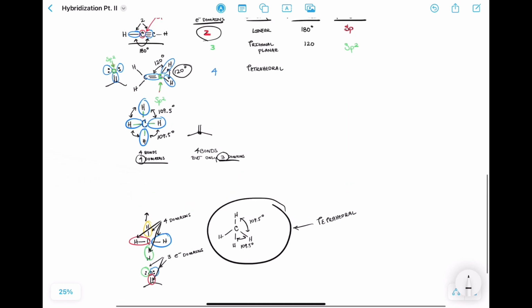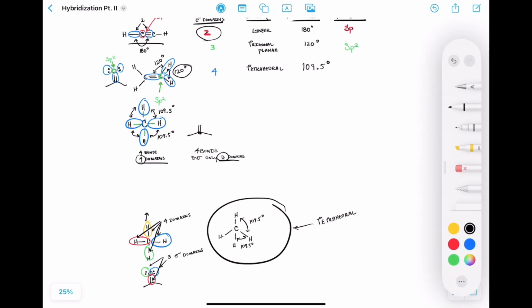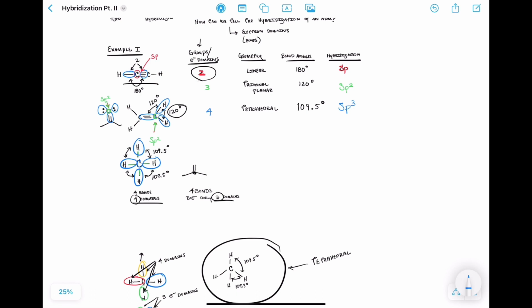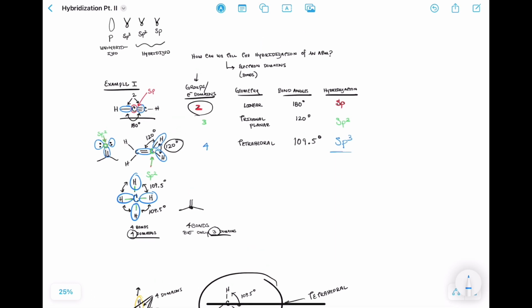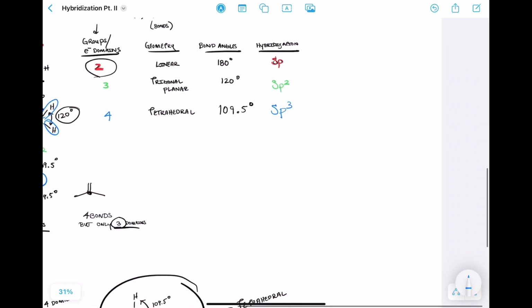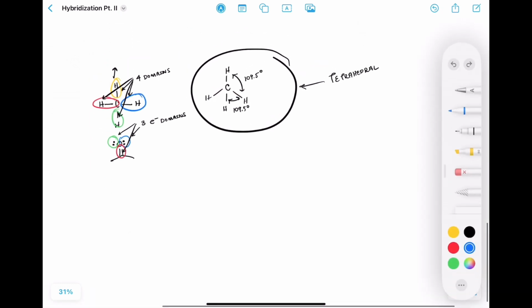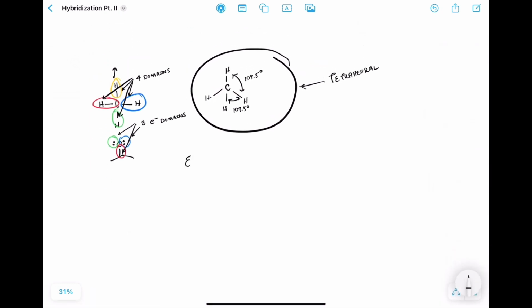All right, and now let's continue with our table. So we said this is 120 degrees. This is 109.5 degrees. And this is going to be sp3 hybridized. All right, so there are the examples. We can have something that's sp3, we can have sp2, or we can have sp. So now let's do a few examples where we try to figure out what exactly is sp hybridized, what is sp3, and what is sp2. So we'll do this example here.